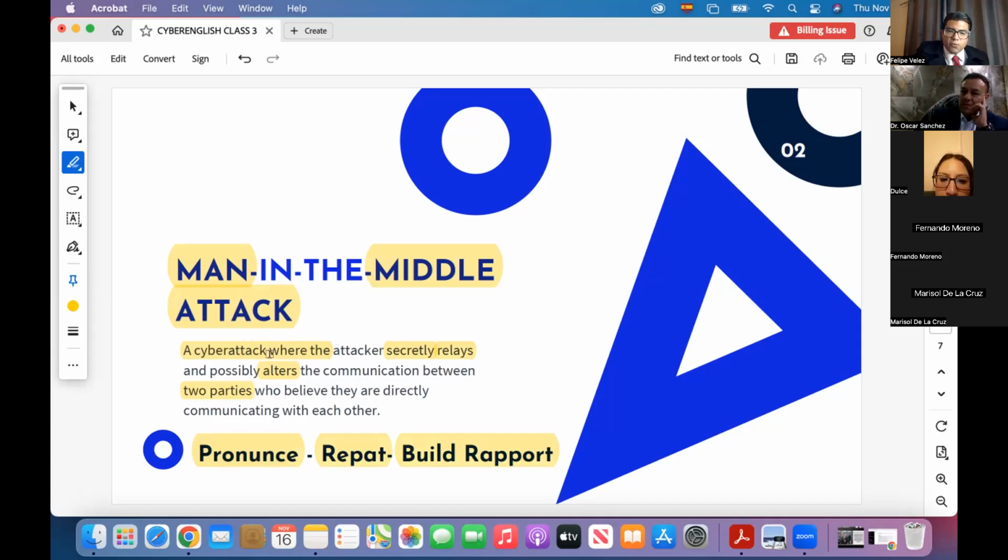A cyber attack where the attacker secretly relays. Una traducción verbatim es un ciberataque donde el atacante secretamente confía o hace una posibilidad de alteración, o posiblemente altera la comunicación entre dos partes, quienes creen que están directamente comunicándose la una con la otra.